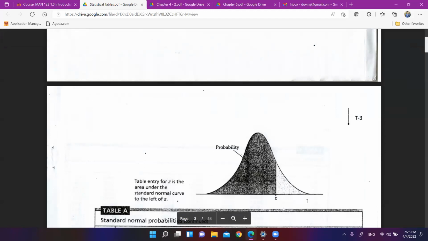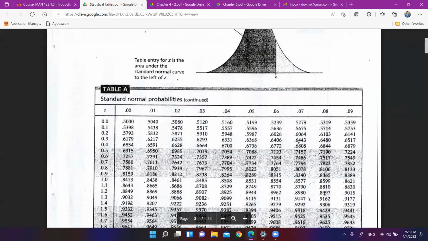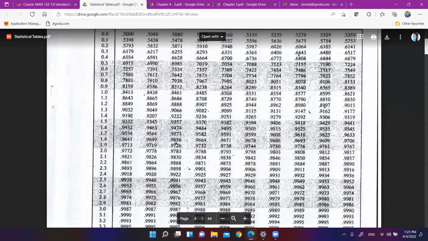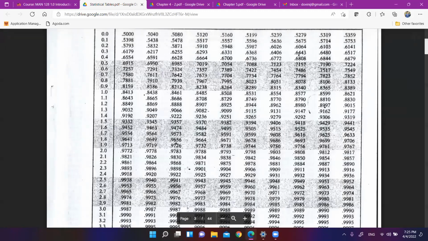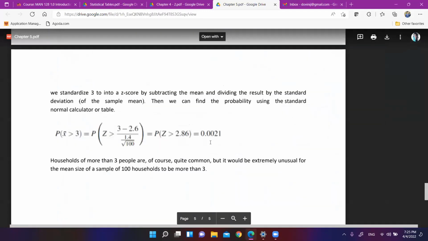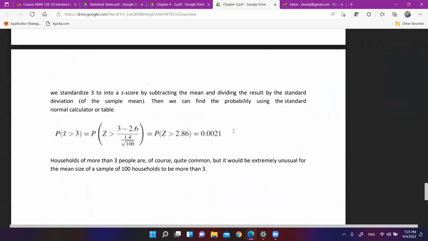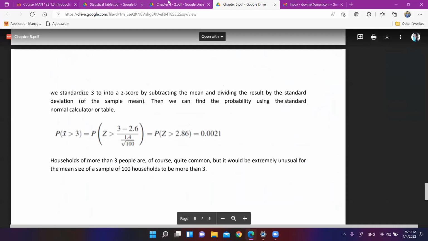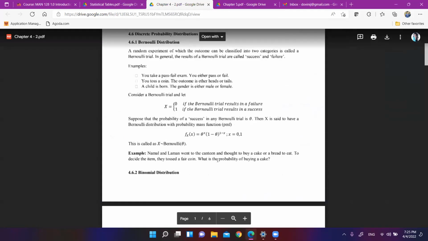So we want this part, you get 1 minus 0.9979. From this table, 1 minus this figure will give you this value, 0.0021. You can take it from any table. If the table in the lecture notes has this range, you can use it. It's just a small table.